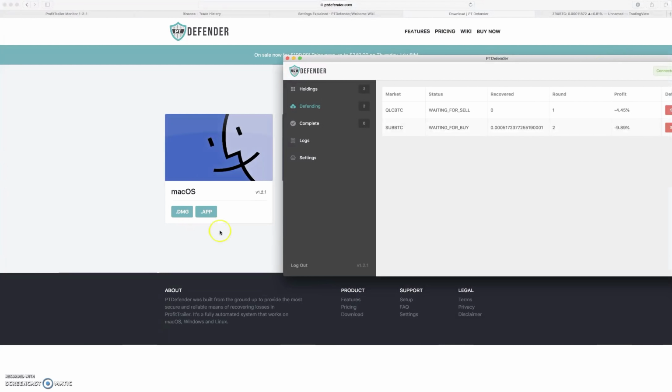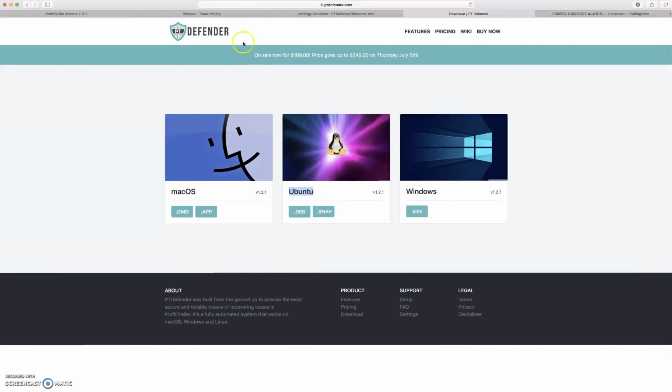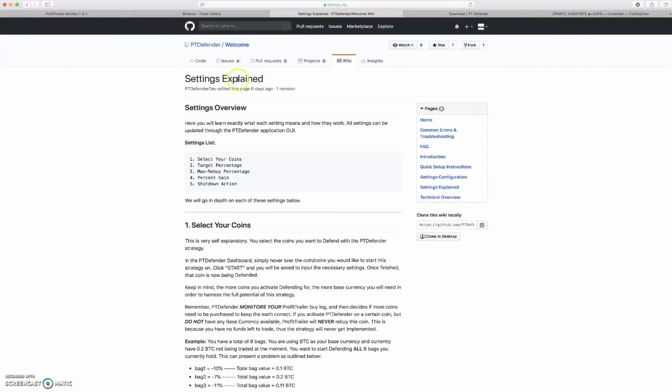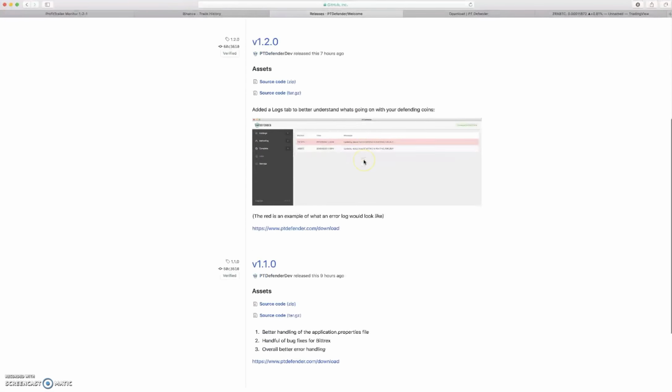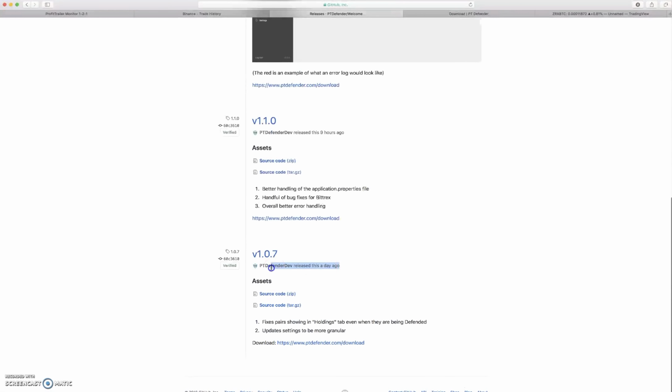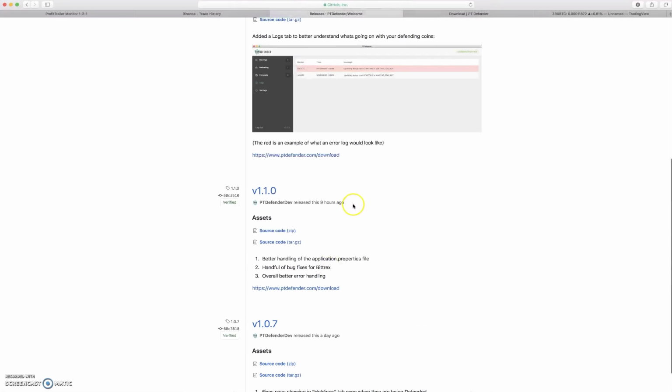That was one question: how to download and install a new version? Very, very simple. You go in here, you can go to their website, or you can go to the wiki, you can go to code, go to releases, and you can see even how often they're updating bugs and what they're updating, which is super impressive to me for being such a new product.